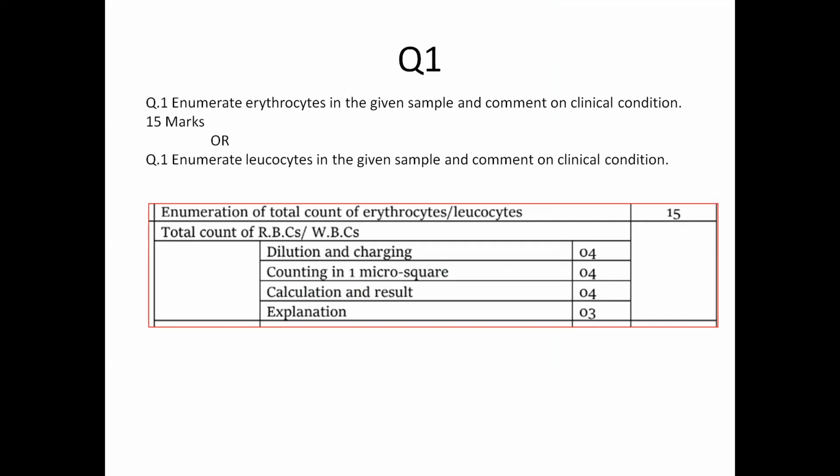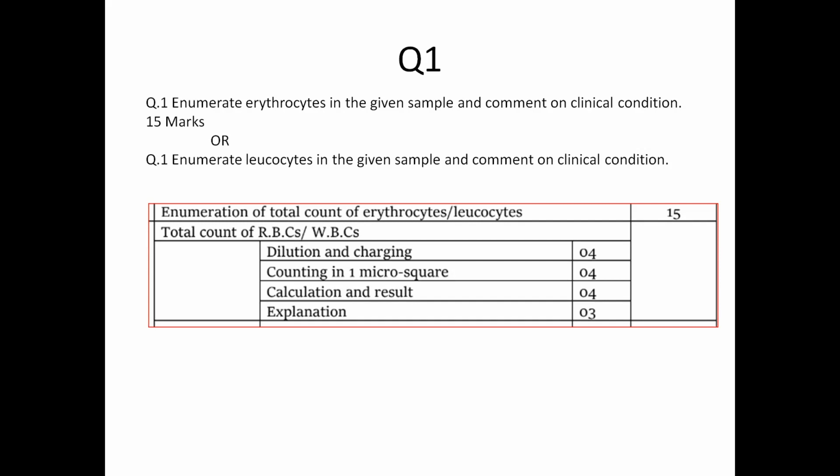Enumerate the erythrocytes in the given sample and comment on the clinical condition. Now see, question number 1 is for 15 marks. We have 3 options. Enumerate erythrocytes in the given sample and comment on the clinical condition, or enumerate the leukocytes in the given sample and comment on its clinical condition. I kept it in a single slide because it has the same type of assessment pattern.